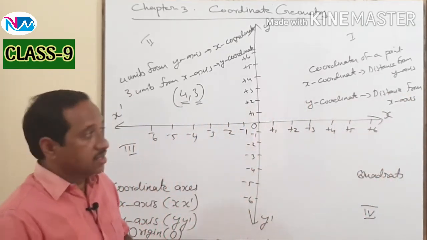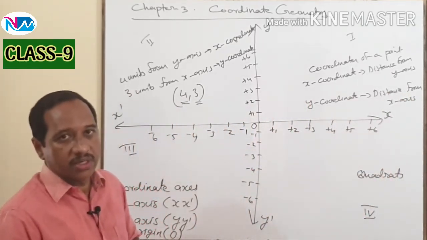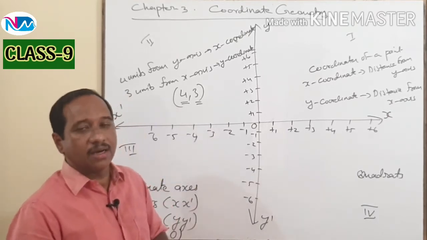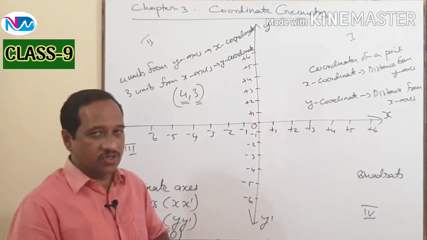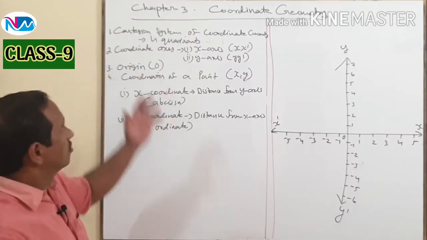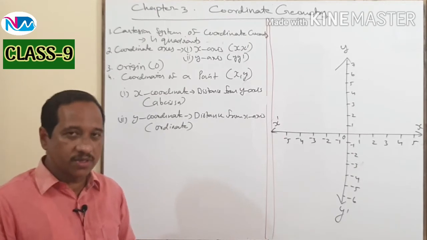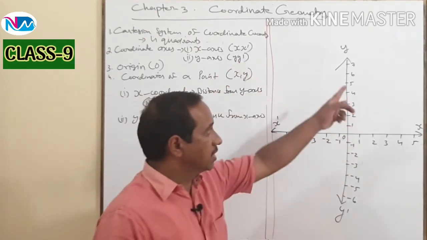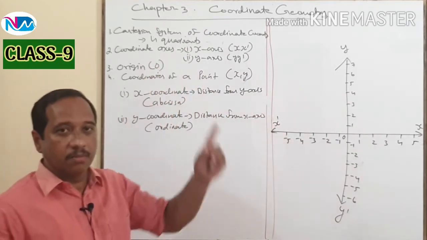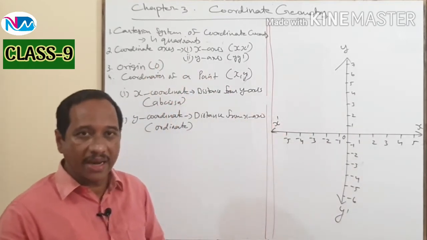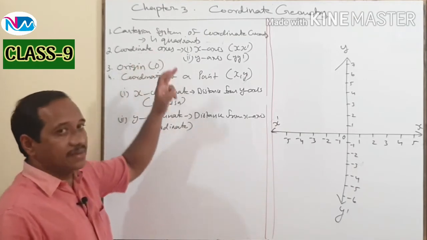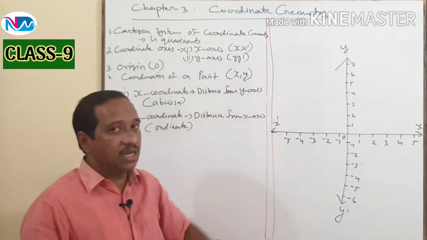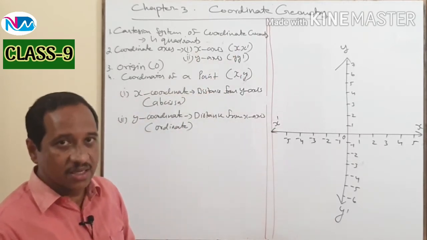If you are given the x coordinate and y coordinate of a point, you can locate the exact point in a Cartesian system of coordinate geometry. So we have learned what the Cartesian system of coordinate geometry is. In the Cartesian system, a plane is divided into 4 quadrants by drawing 2 perpendicular lines, which are called the coordinate axes. The horizontal axis is called the x-axis and the vertical axis is called the y-axis.